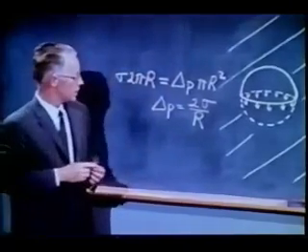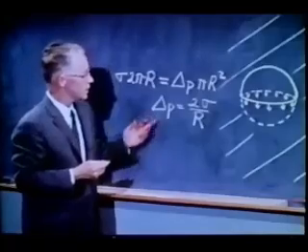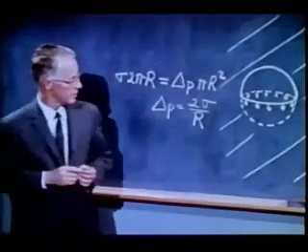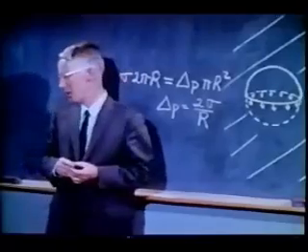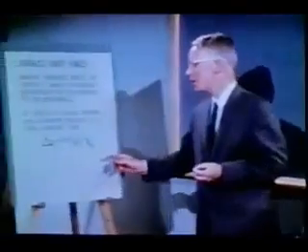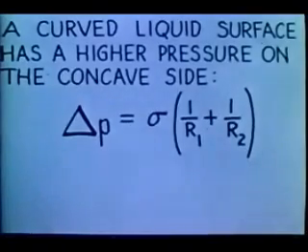A soap bubble, because it has both an inner and an outer surface, would have a pressure difference twice as large. The spherical case is a special case of the more general equation that involves the two radii of curvature necessary to specify curvature of a surface. A spherical bubble has these two radii equal.